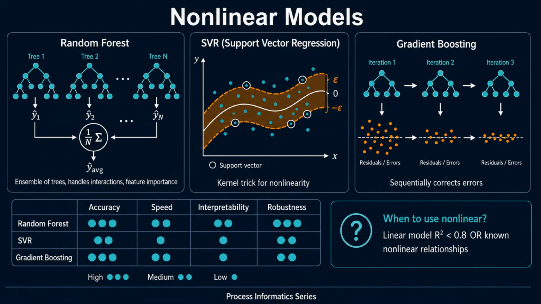When linear models do not capture the complexity of your process, nonlinear methods provide more flexibility. Random forest uses ensembles of decision trees to capture complex interactions and provides feature importance. Support vector regression with kernel functions handles nonlinear patterns elegantly. Gradient boosting iteratively corrects prediction errors, often achieving top performance. Choose nonlinear methods when linear model R² falls below 0.8, or when you know nonlinear relationships exist.